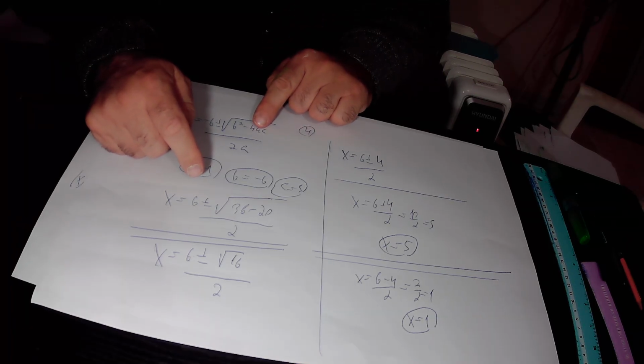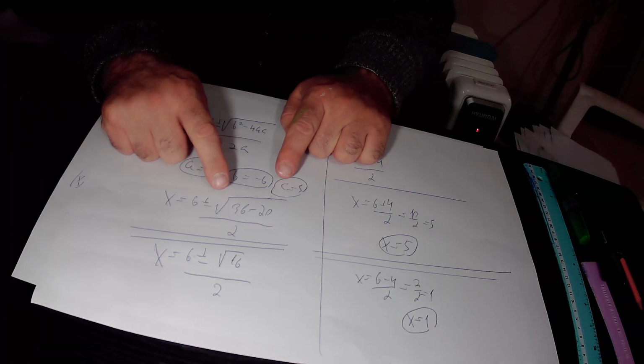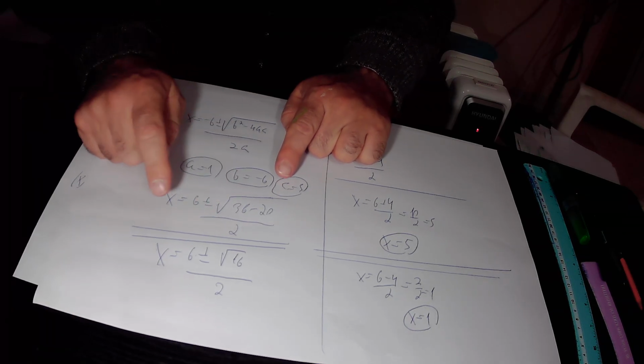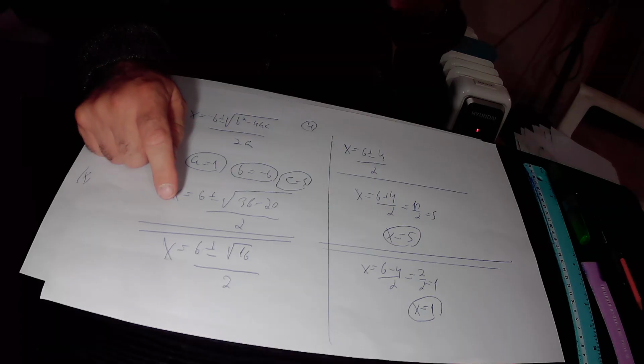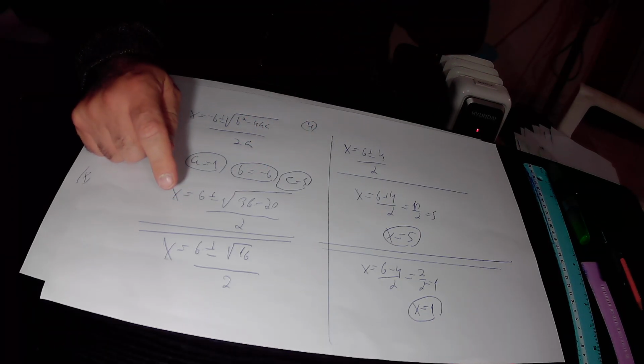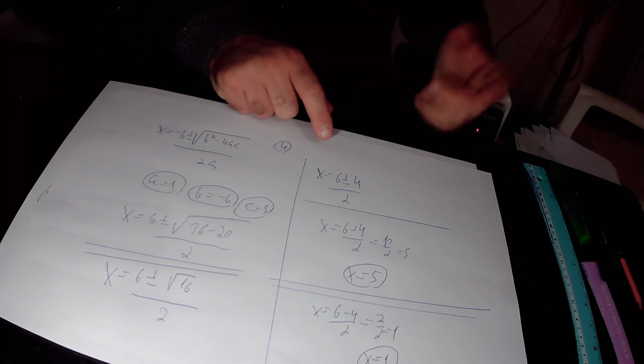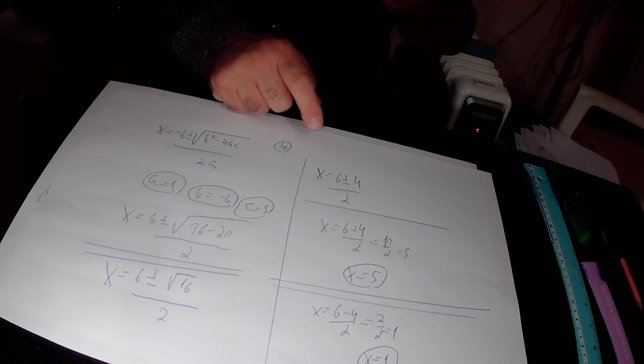A is 1, so 2a is 2 times 1, that is 2. 36 minus 20 is 16, so inside the root we are left only with 16. So in total x equals 6 plus or minus the square root of 16, over 2. The square root of 16 is 4, so x equals 6 plus or minus 4 over 2. So here we have two possible solutions for x.